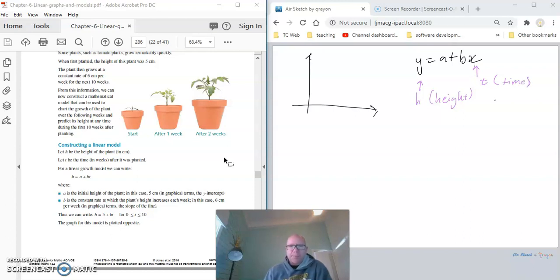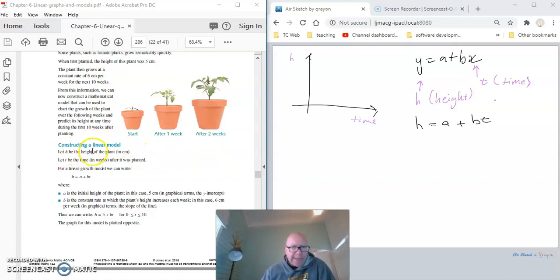Okay, so once we know these things, we can fill out our first part. So I'm putting time down there, and I'm putting h up here. Okay, so we've got now a function that says h equals a plus b t. Okay, we've put our time and our height in our model first off. Okay, so that's what they've done here.